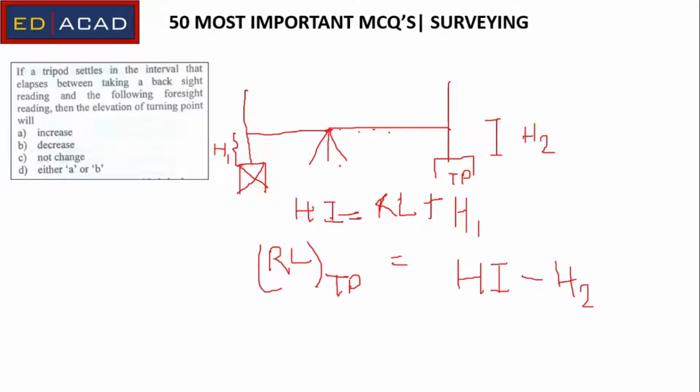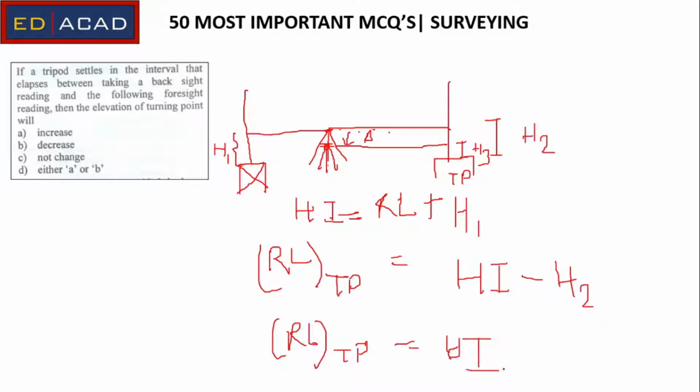But it's saying that it has settled, so let's say it has settled by amount delta, and let's say this is our new position of the instrument. So it will take this reading as the foresight, right? Let's say this is h3, and the new RL of the TP, turning point, will be HI, height of instrument, this HI minus, instead of h2, h3 will be there, right? This is the new RL.